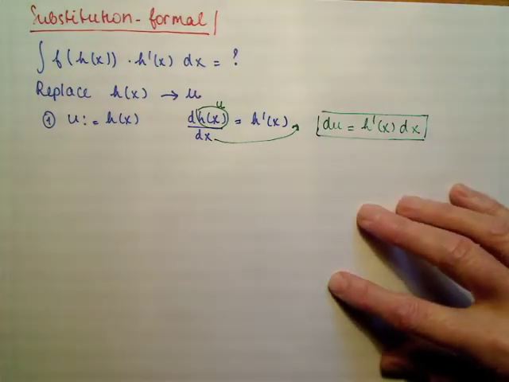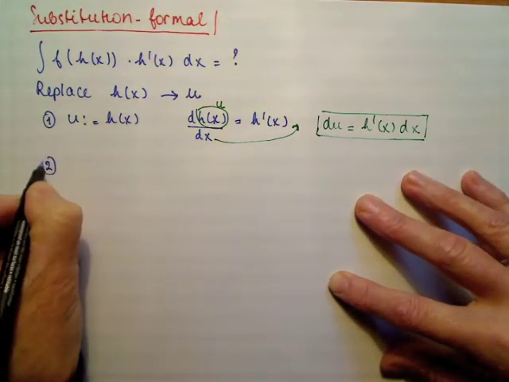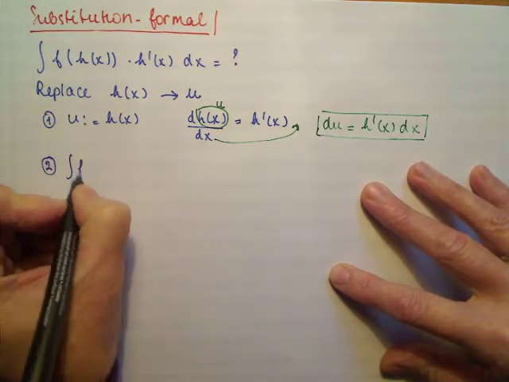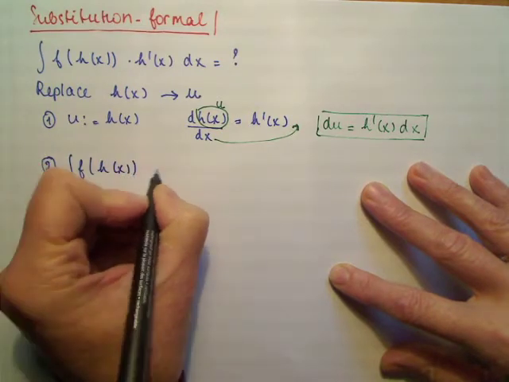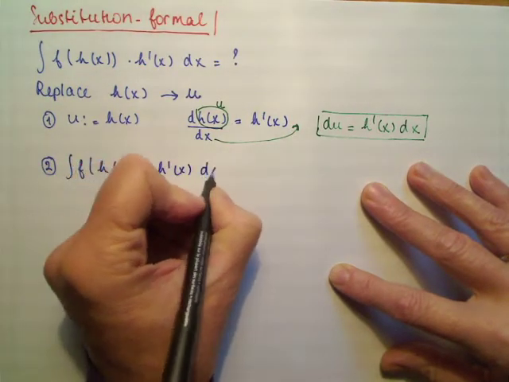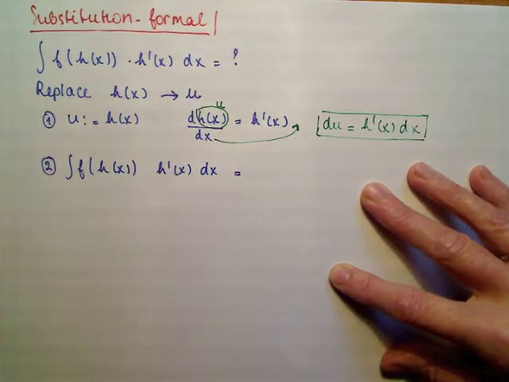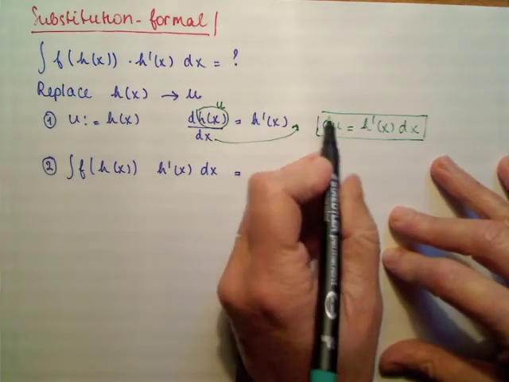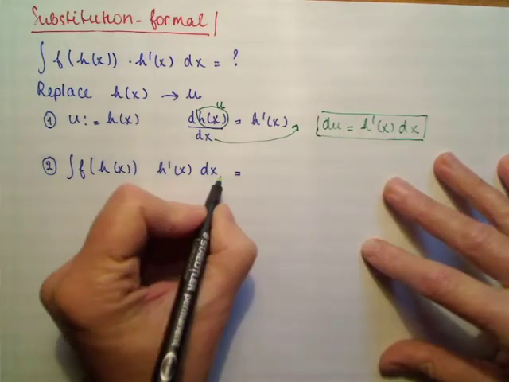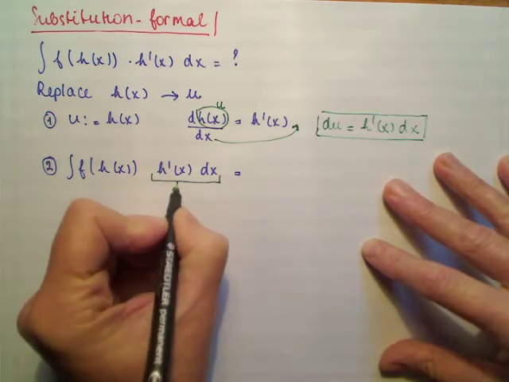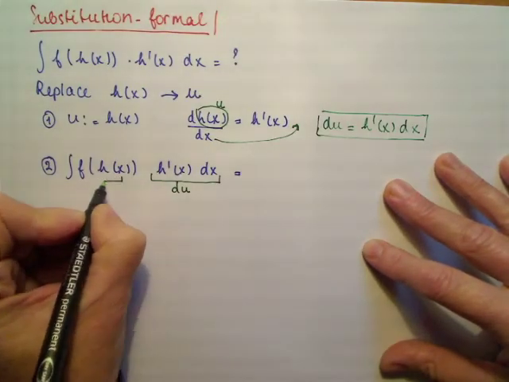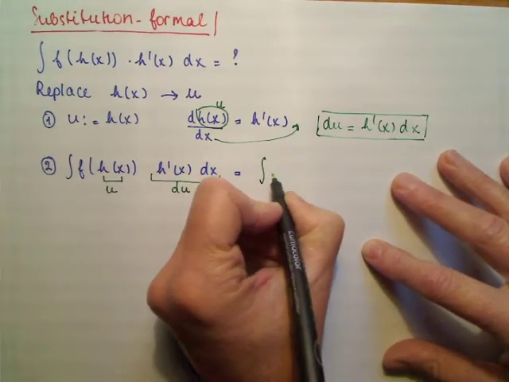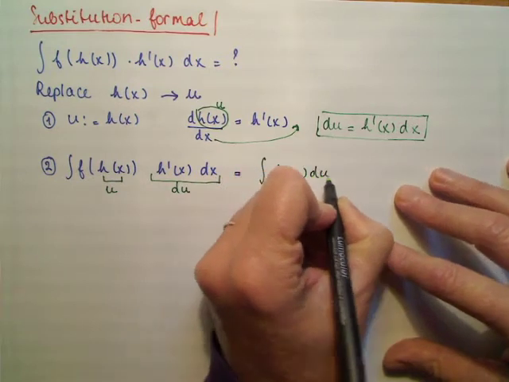Okay, now we will use this to substitute h of x by u. So what do we get? Now, what we did is that we could rewrite du as h prime of x dx, so we can substitute that part by du. We substitute h of x by u, and what we end up with is to compute the primitive of f(u) du.